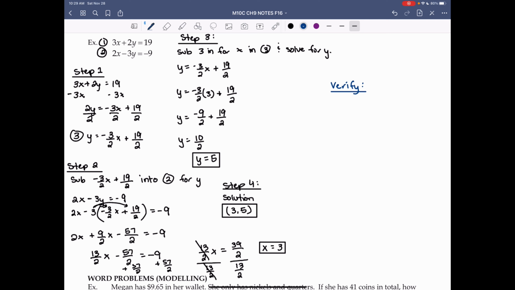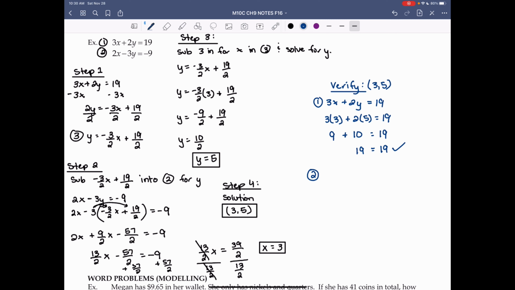So we need to make sure that our solution works in both of the equations, starting with equation 1, 3x plus 2y equals 19. Our solution is 3, 5, so sub in 3 for x, 3 times 3 plus sub in 5 for y, so 2 times 5 equals 19. Calculate the left side. 3 times 3 is 9. 2 times 5 is 10. The right side is 19. 9 plus 10 is 19, which equals 19. So it works in equation number 1.